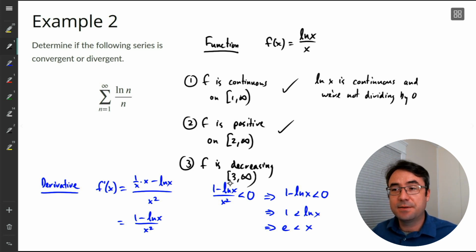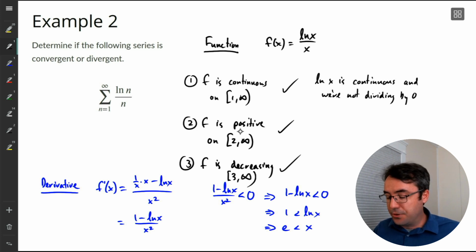So f is decreasing, and that's because our derivative here is negative when x is greater than e. It is decreasing, but again, it doesn't happen right at x equals 1. There's a little bit of a part of our interval here where our function might actually be increasing. That's okay, because eventually, once we hit x equals 3 and onward, our function is decreasing. So we can proceed. It eventually satisfies all 3 of these conditions, so we're good. All right.